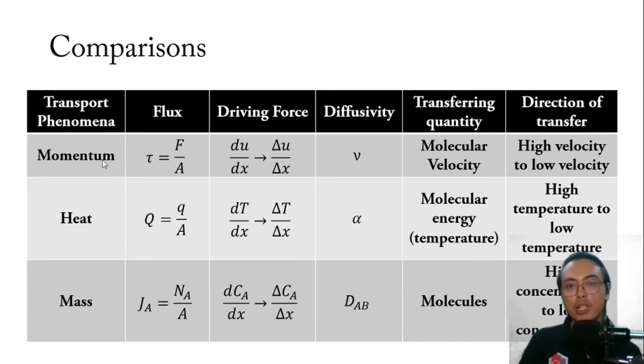For momentum transfer, what allows momentum to be transferred is the difference in velocity with respect to position. For heat transfer, that gradient is difference in temperature with respect to position. And for mass transfer, that's difference in concentration with respect to position.